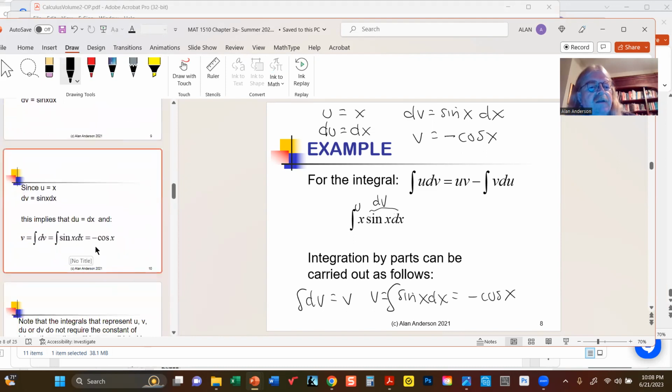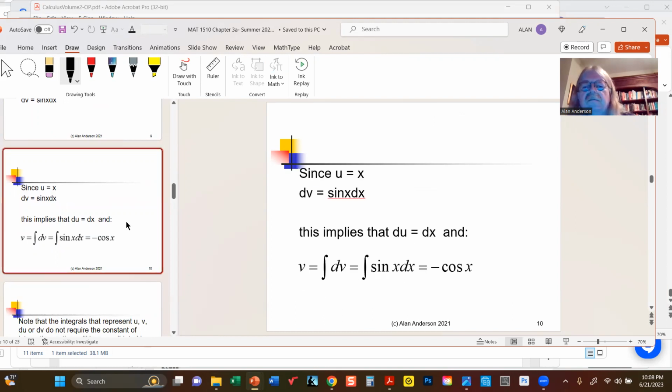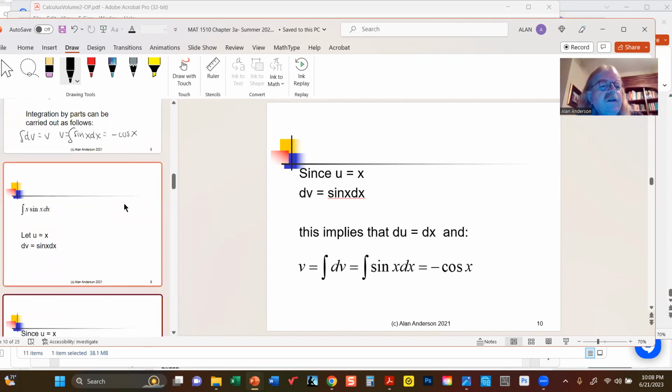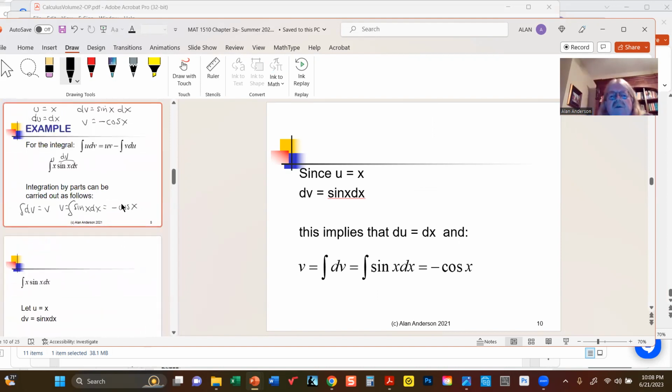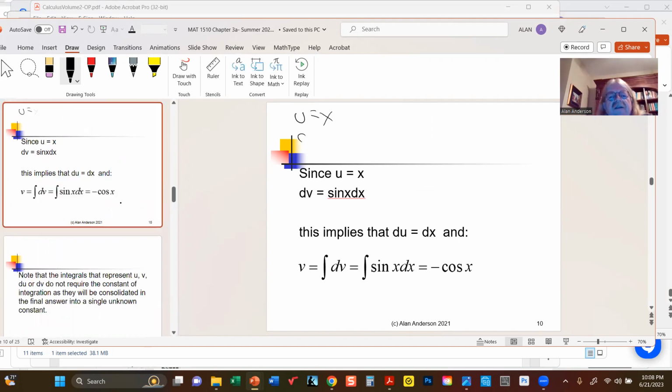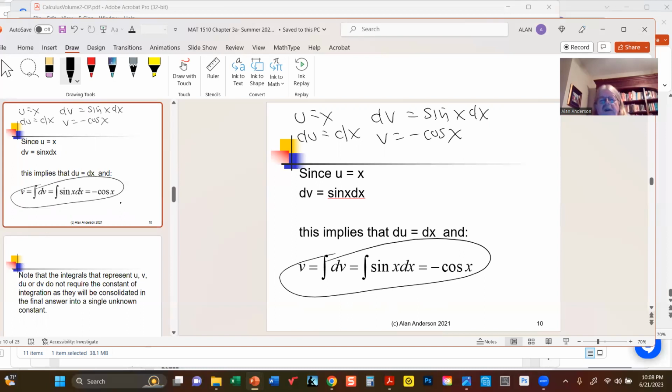All right. So what do we end up with? Let me just quickly summarize these one more time. u is x. du is dx. dv is sine x dx. And v is negative cosine x. Here I was just showing you where that came from. Now we've got to plug them in.